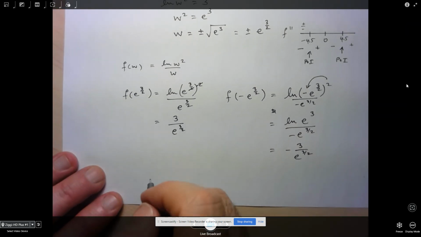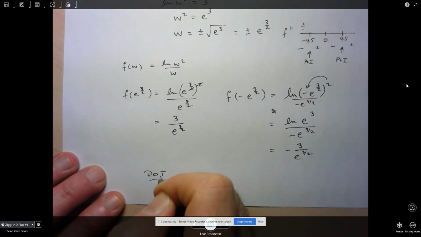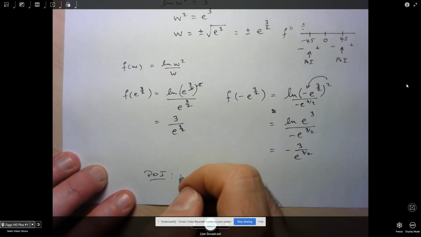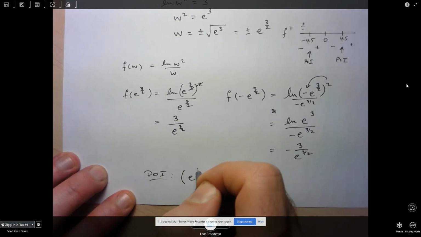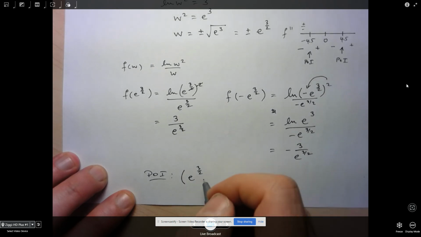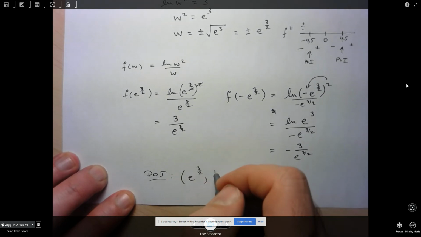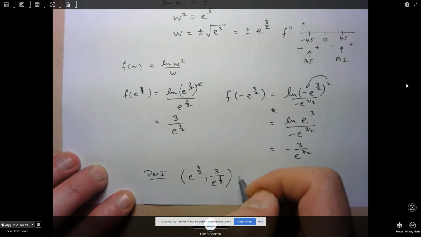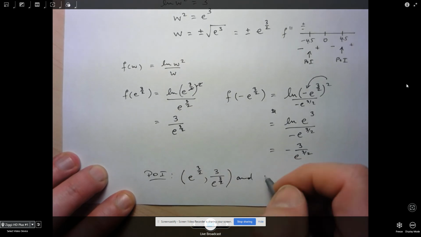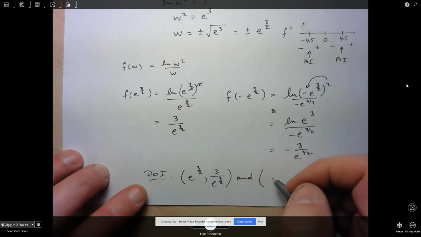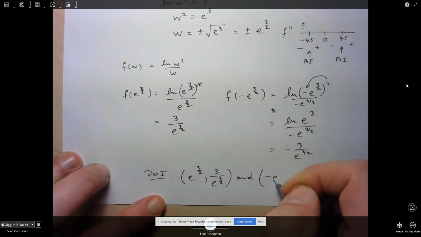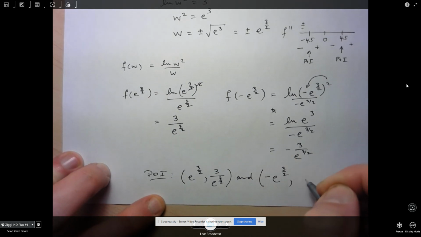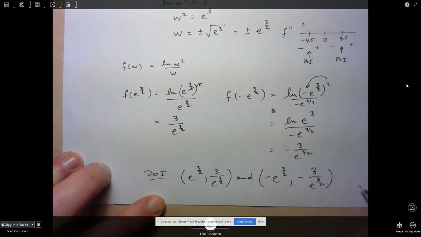Okay, so what are my points of inflection? They are e to the 3 over 2, and its y value 3 over e to the 3 over 2. Okay, and our second one is going to be negative e to the 3 over 2, and negative 3 over e to the 3 over 2.